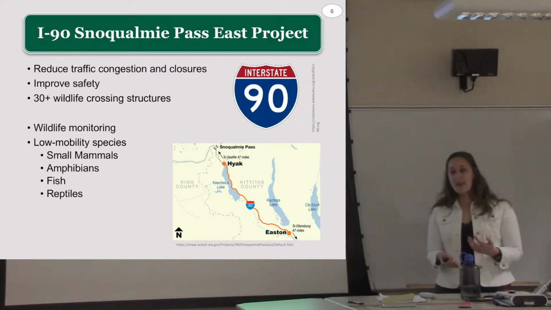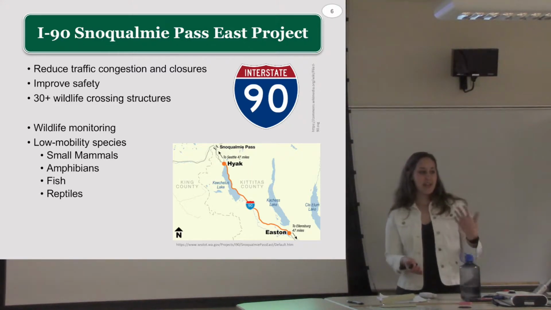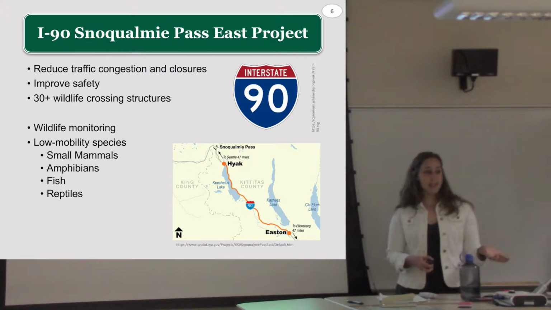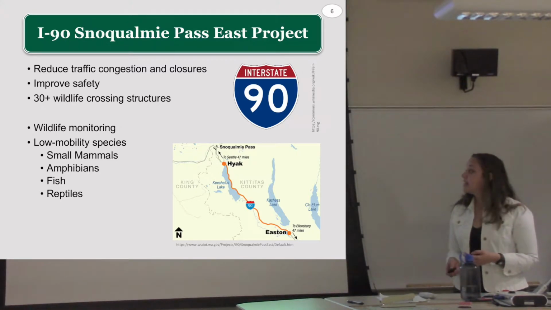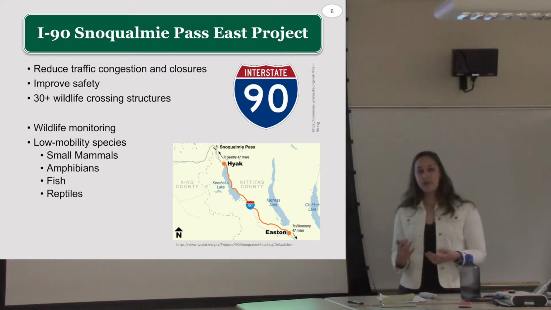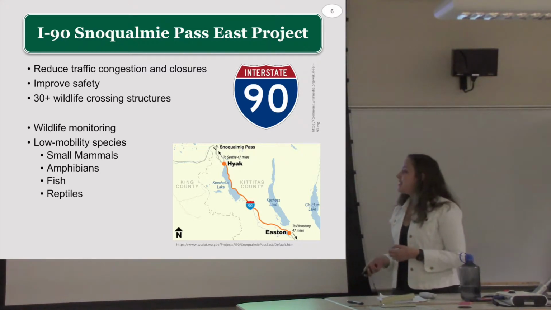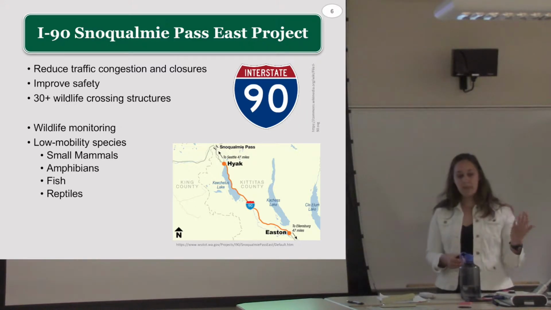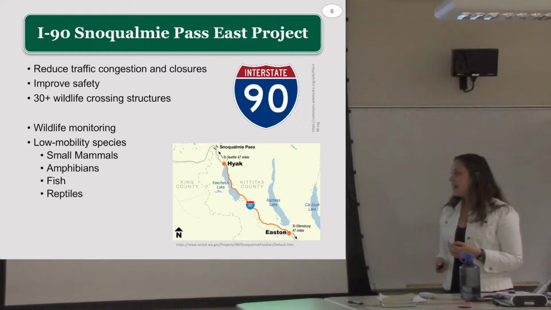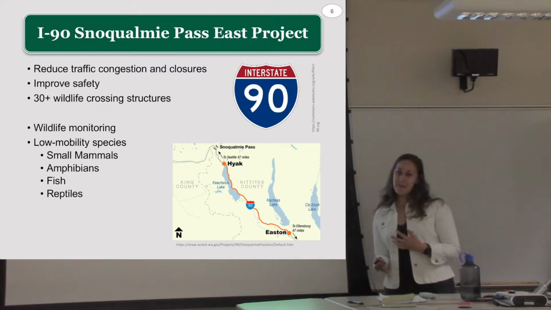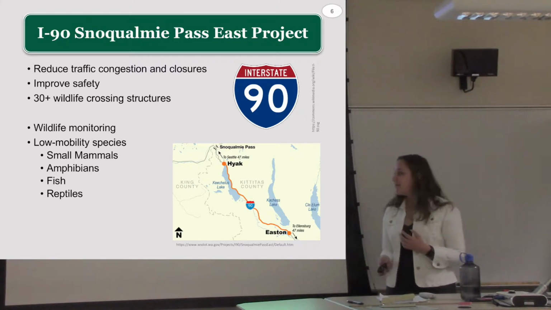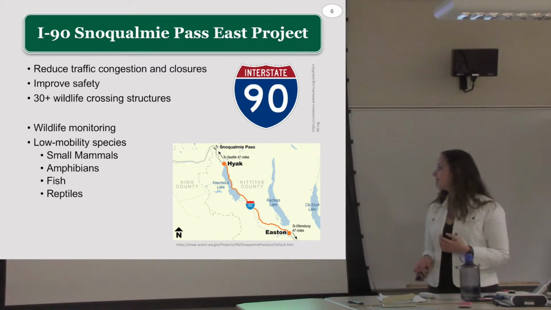Additionally to the lane expansion, they're also implementing and upgrading more than 30 wildlife crossing structures to address the effects of reduced connectivity on wildlife. As part of this, they've also implemented pre- and post-construction wildlife monitoring to address if the mitigation effects are actually effective for wildlife. And not only are they looking at large mammals, but also small, low mobility species such as small mammals, amphibians, fish, and reptiles.